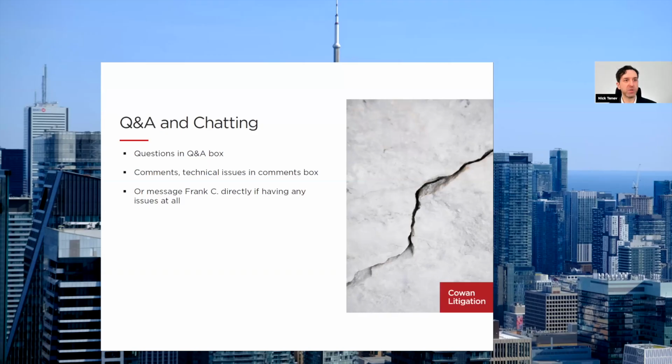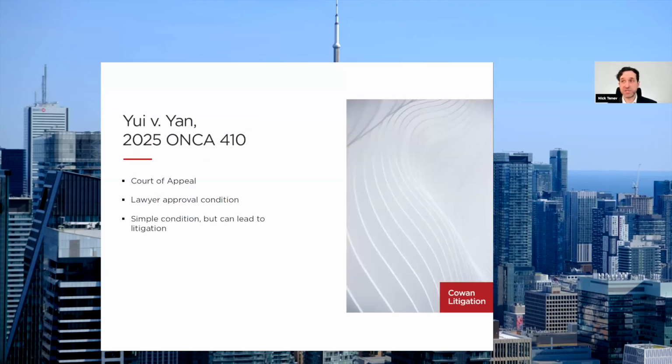Okay, so let's proceed to the first case. The first case is Yui versus Yan. It's a 2025 Court of Appeal decision, and it involves a lawyer approval condition. And I know what you might be thinking. These are simple conditions. You see them all the time. The APS is conditional on the approval of the buyer's or seller's lawyer. It seems like a simple condition, but as we will see, it can lead to litigation.